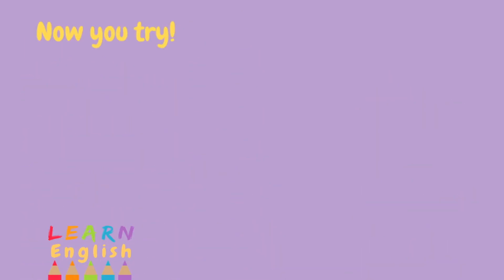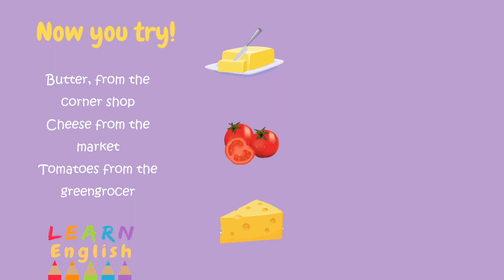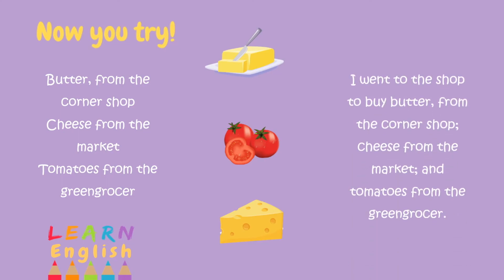Why don't you have a go? Try and write a sentence with a list about these objects. Butter, from the corner shop. Cheese, from the market. Tomatoes, from the greengrocer. Your list should have looked like this, with semicolons separating the items. This is because the items we wanted to list already contained commas, so we had to use a semicolon instead.